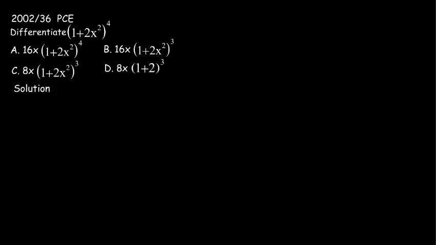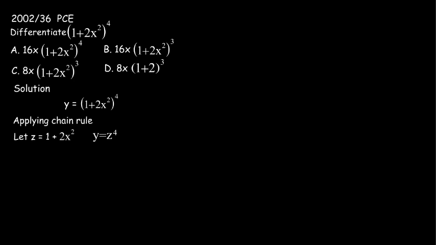Our final example is from PC 2002. It states: differentiate, in bracket, 1 plus 2s squared raised to the power of 4. Solution. As usual, we write down our equation. y equals 1 plus 2s squared raised to the power of 4. Applying chain rule, we make our entire bracket equal to z. That is, let z be equal to 1 plus 2s squared. Doing so, our equation becomes y equals z raised to the power of 4.